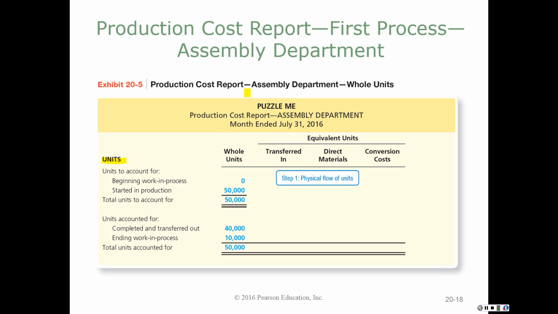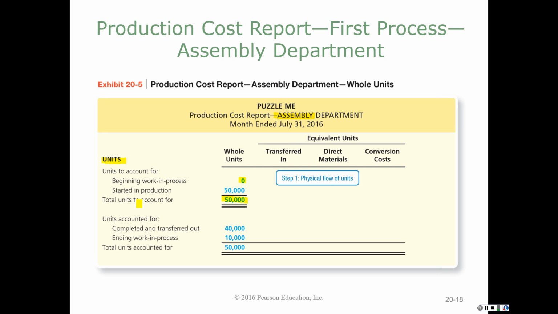So once again, we are talking about the assembly department in this particular case. And we know that in the assembly department, we're assuming this is their first department. They only have two in the puzzle department. So this is the first. It said they had 0 units in work in process at the beginning of the period. So this is a fresh batch. This is a fresh start. A good place to start with a process in this illustration. But we started 50,000 puzzles during this month. So we've got 50,000 units that we need to account for.